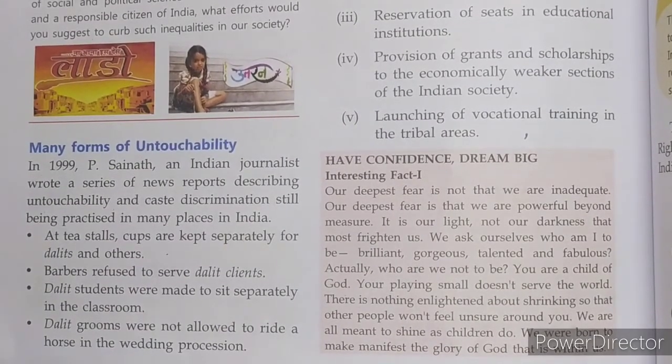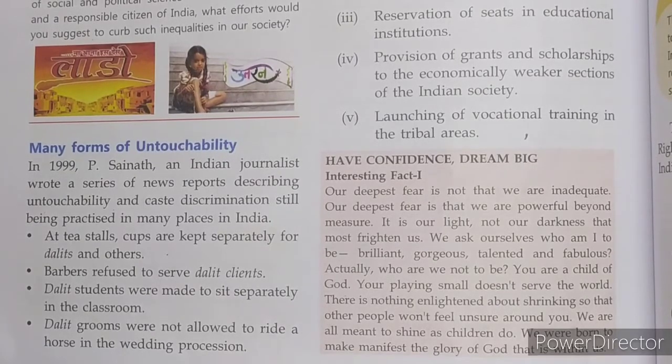We are doing Chapter 2, Equality, from Civics. In the previous class we discussed the meaning of equality, the meaning of universal adult franchise, and different types of inequalities, mainly caste discrimination. Let's start today's class with the first topic, many forms of untouchability.